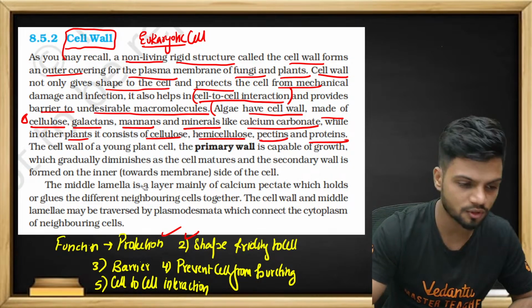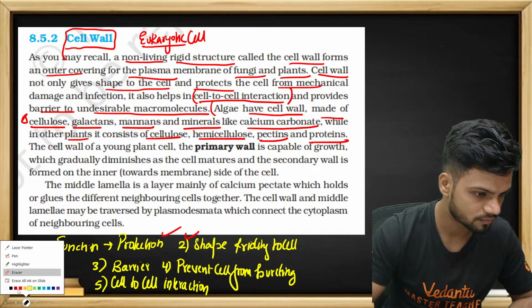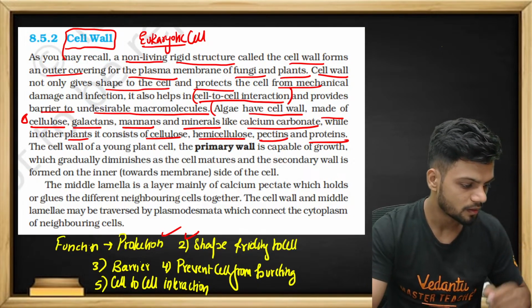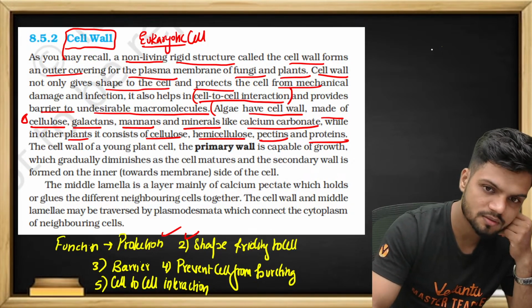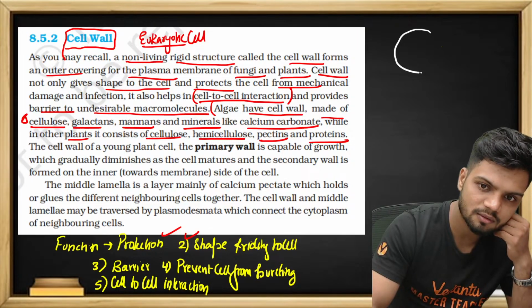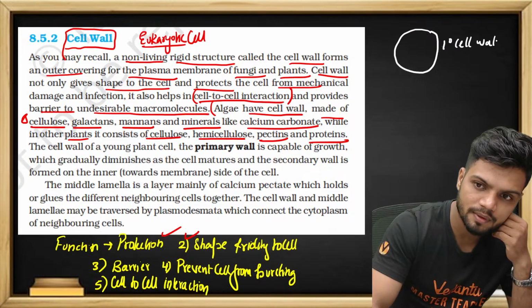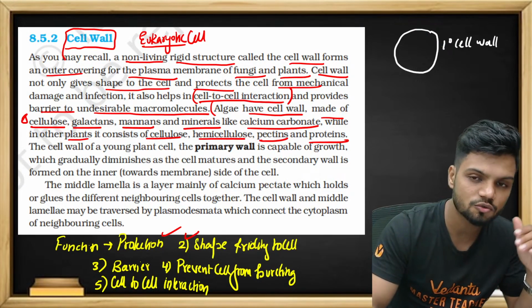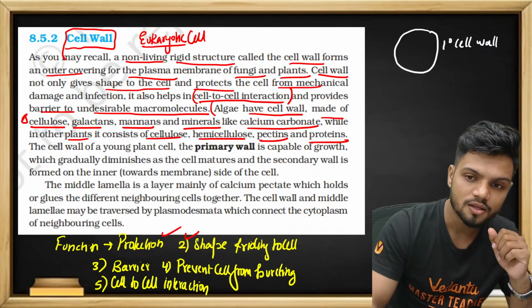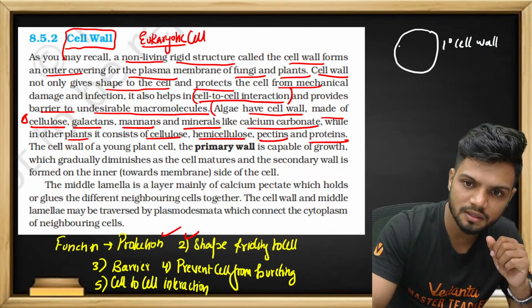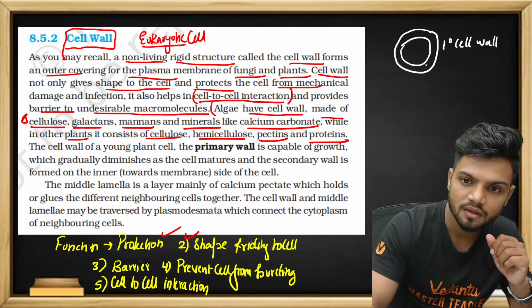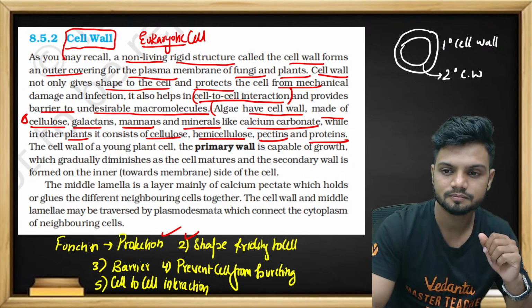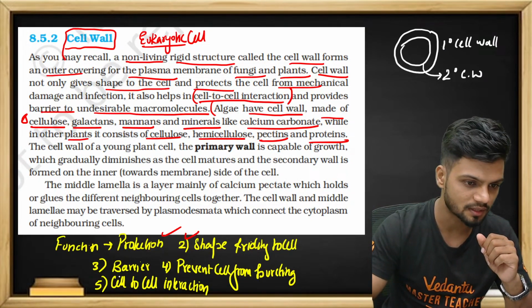Now, understand what is something called as primary cell wall and secondary cell wall. Plants have something called as primary cell wall, students. This is called as primary cell wall. Primary cell wall will be present in the young stage of a plant. Soon, this primary cell wall will be replaced by a secondary cell wall on the inside. Secondary cell wall comes on the inside.